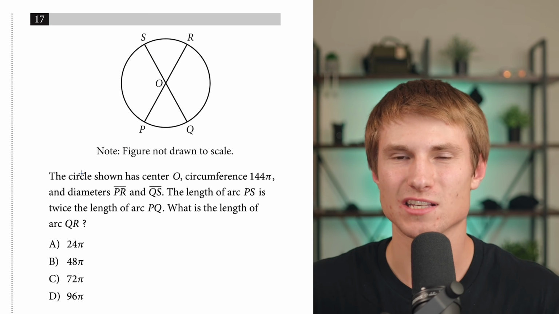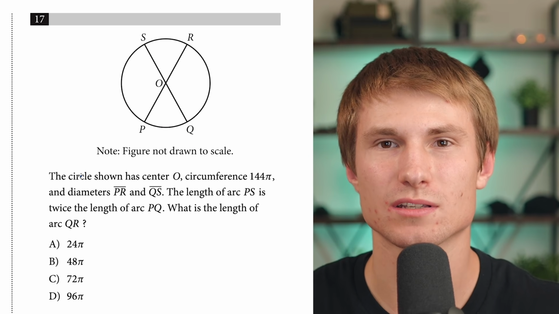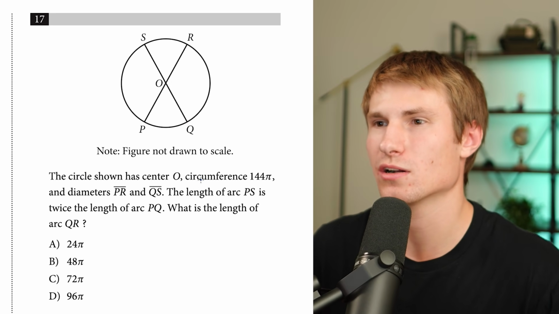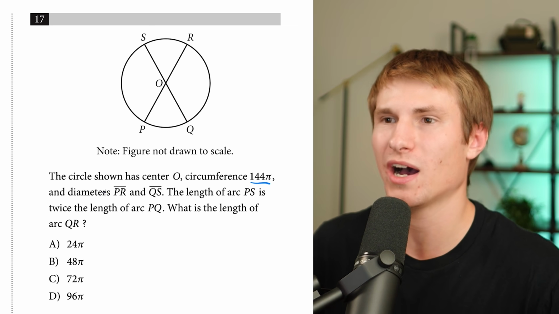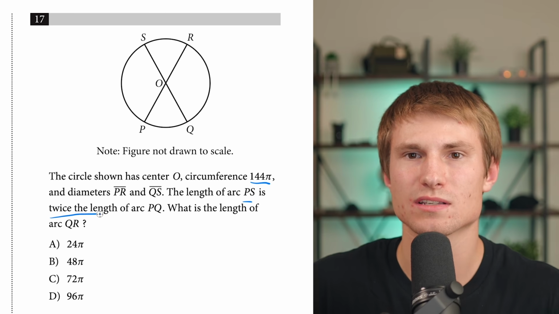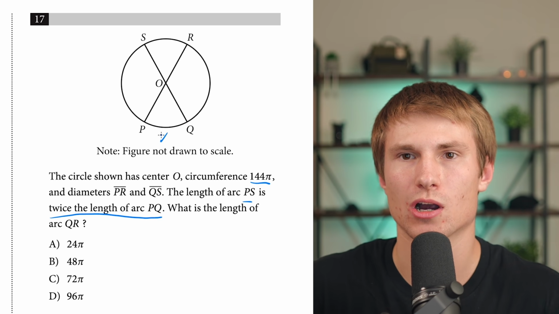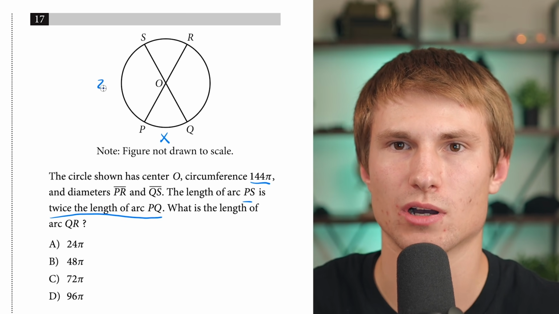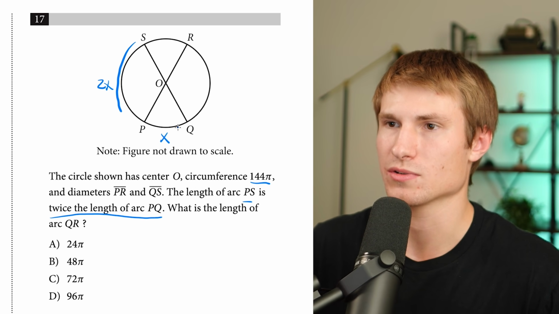Here's how to answer this SAT math problem about arc lengths by using ratios and proportions. Question 17 states that the circle shown has center O, circumference 144 pi, and diameters PR and QS. The length of arc PS is twice the length of arc PQ. So we'll call arc PQ x. And the length of arc PS we know is twice that. So we'll call that 2x. I'll go ahead and mark those lengths here.